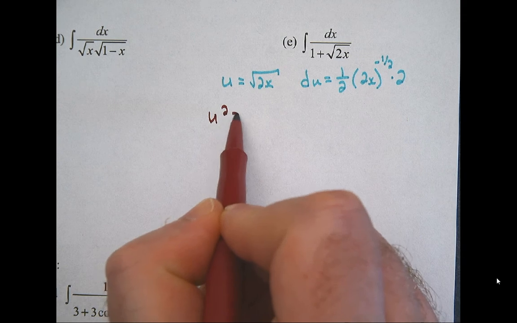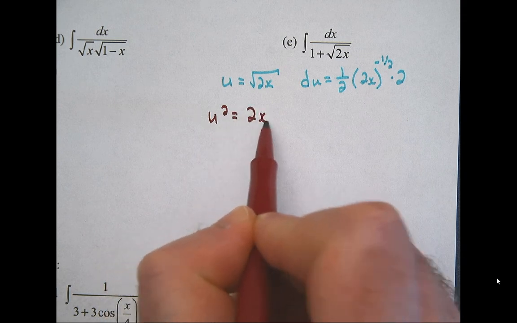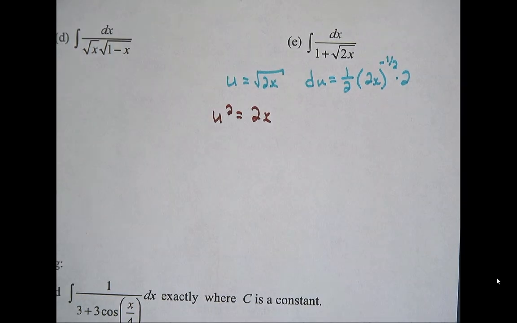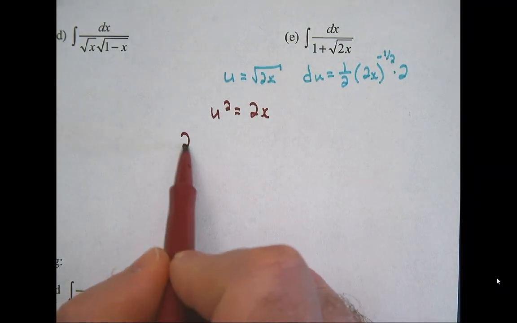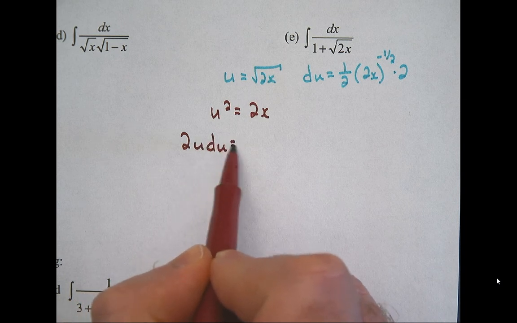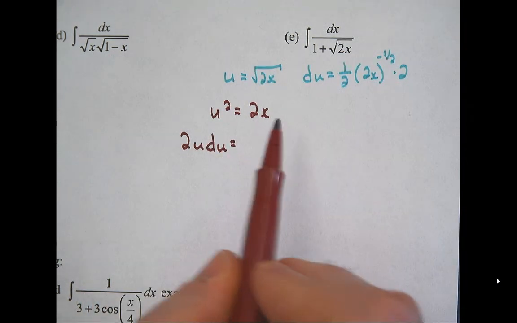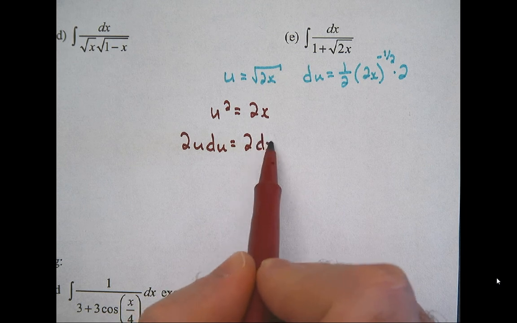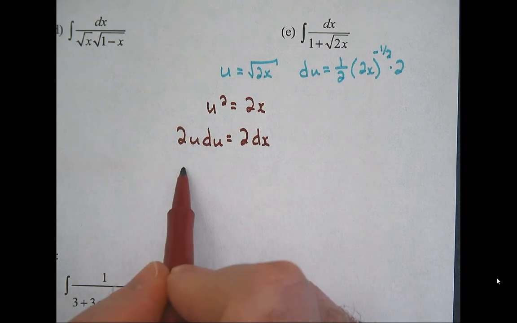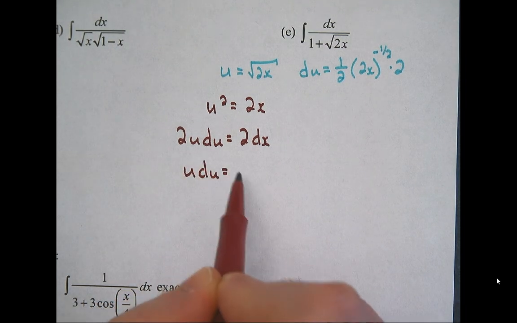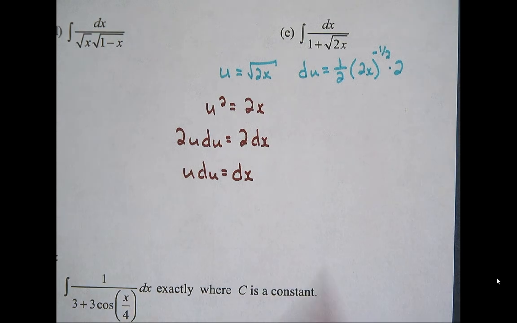So he said, okay, u squared then is going to be equal to 2x. Pretty sneaky, huh? Now I'm going to derive this. So what's the derivative of u squared? That's 2u du. What's the derivative of 2x? That's 2 dx. And then he canceled out the 2's to find out that u du is equal to dx.